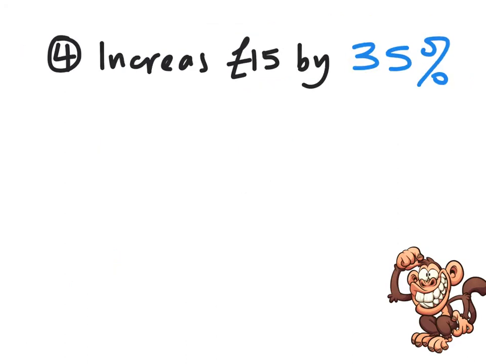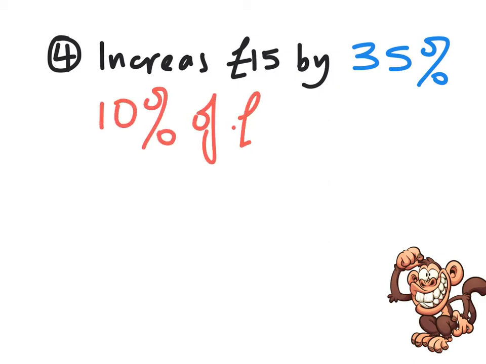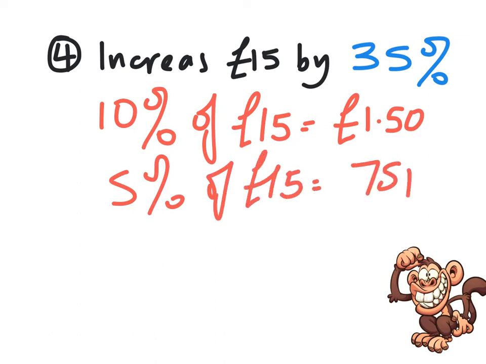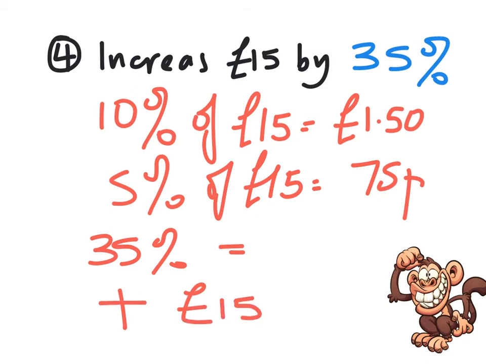Question 4, increase £15 by 35%. So find 10% first of all. So 10% of 15 is £1.50. 5% is going to be half of that, which is 75p. You work out what 35% is now, and then add it on to the £15 that you started with. Remember what I said last week, a lot of people forgot to add it on at the end.